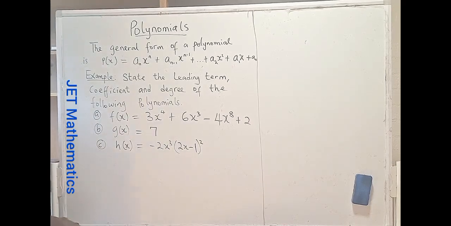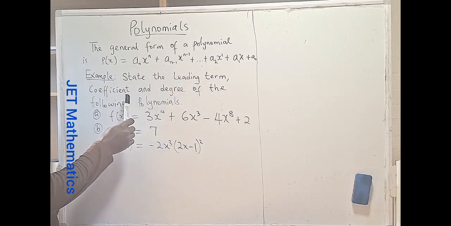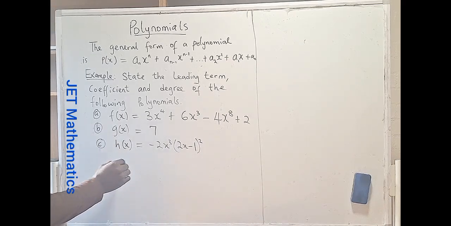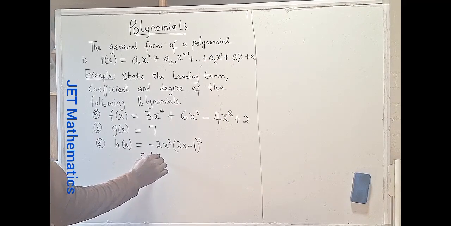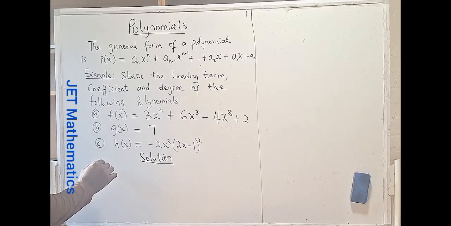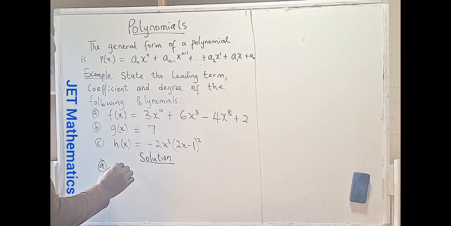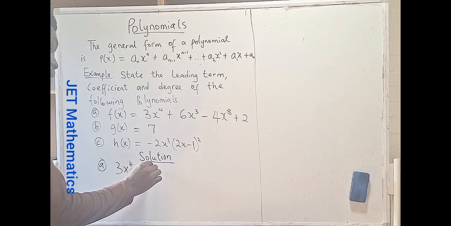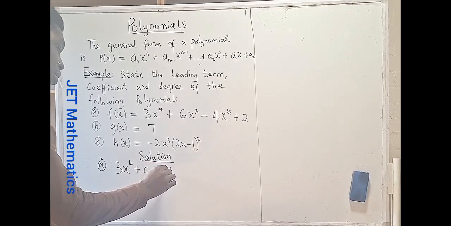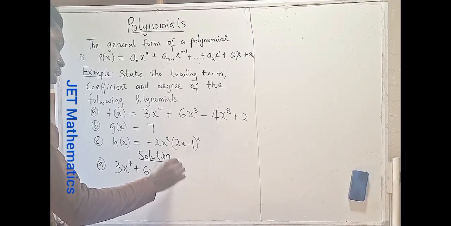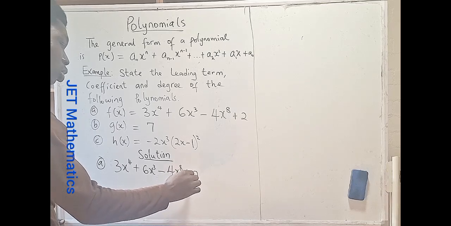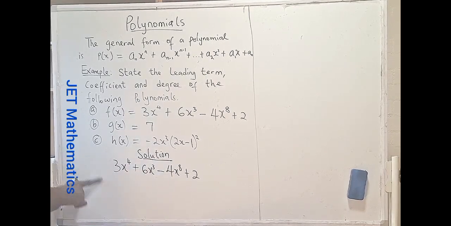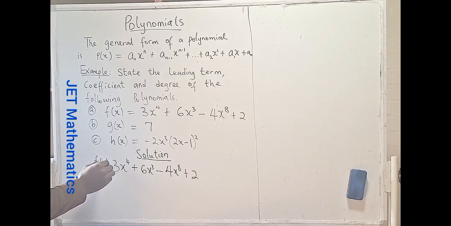The first question says we are to find the leading term, the coefficient, and the degree of the following polynomials. So for A, let's say solution. For A, we have 3x raised to the power of 4 plus 6x cubed minus 4x raised to the power of 8 plus 2. So that is the first question. f of x is equal to this.